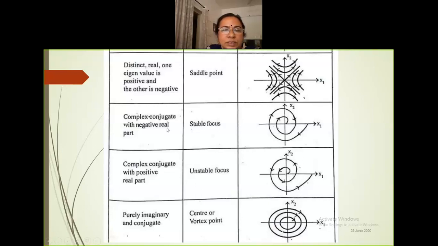Then complex conjugate with a negative real part gives a stable focus. Stable means it is coming to the origin. Unstable focus means it is going to infinity. And purely imaginary, if it is lying on the imaginary axis, you can say that it is a circle. Okay, that is clear. Shall I go to the next slide, Alan? Yes, miss. Okay, fine.